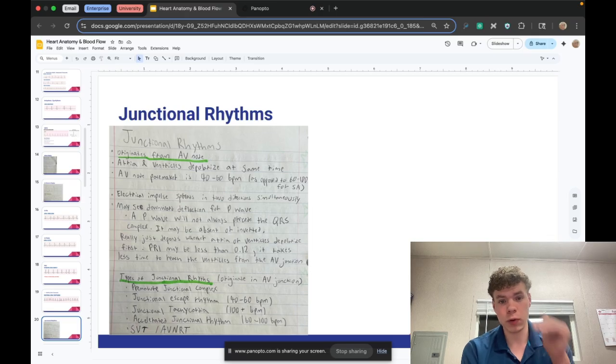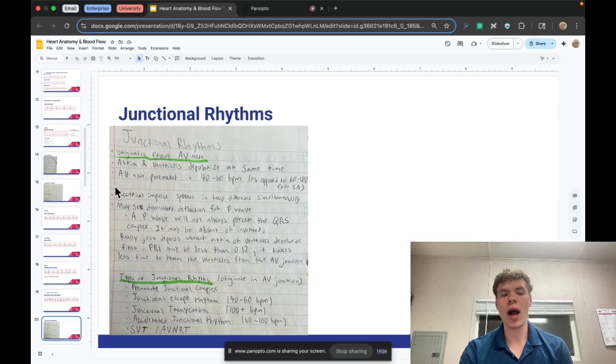So we go from sinus rhythm to junctional rhythm, right? As I mentioned earlier, the AV node, the pacemaker, is 40 to 60 beats per minute as opposed to 60 to 100, right? With junctional rhythms, one thing that is noticeable on an EKG is that a P wave will not always precede the QRS complex and may be absent or inverted. It really just depends on whether the atria or the ventricles depolarize first.